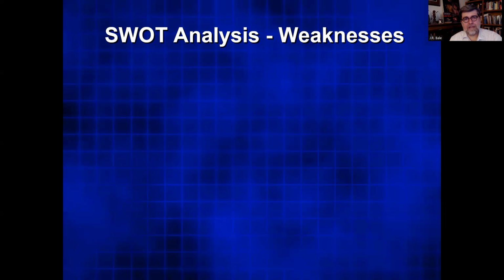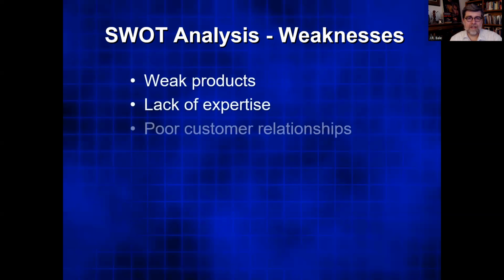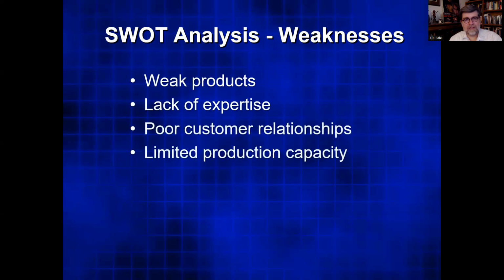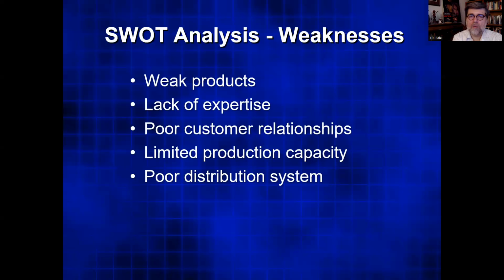Actually, I could just take everything I just listed and turn it on its head. Weak products, lack of expertise, poor customer relations, limited production capacity, poor distribution system, on and on. So take the strengths, turn them on their head, and you get the weaknesses. The interesting thing is that a strength in one area can actually create a weakness in another.